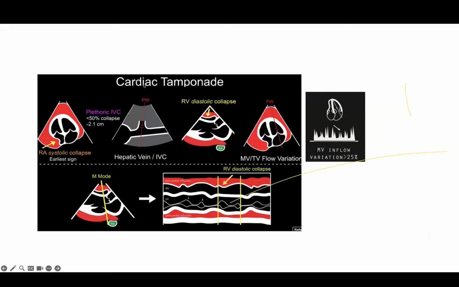Another thing you can identify is mitral flow variation. Mitral flow variation of more than 25%, as you can see over here, is also indicative of cardiac tamponade. So that is another finding you need to keep in mind. So RA systolic collapse, plethoric IVC, RV diastolic collapse, and mitral valve flow variations of more than 25%.